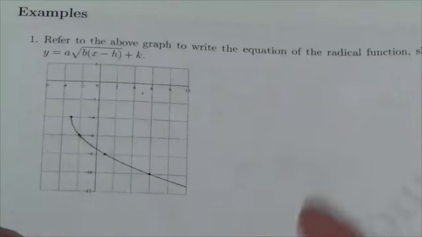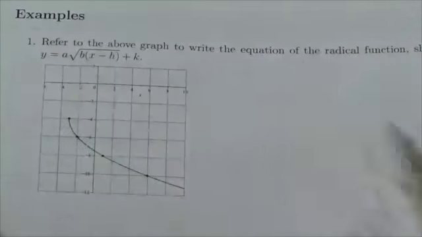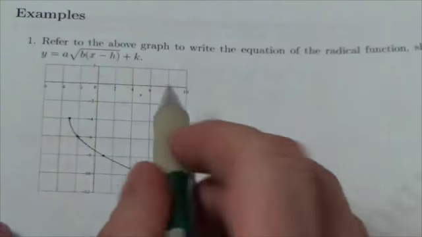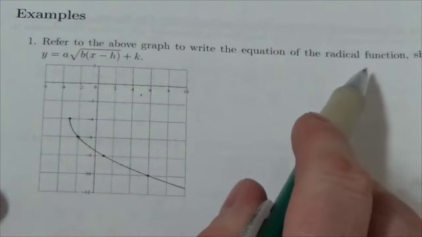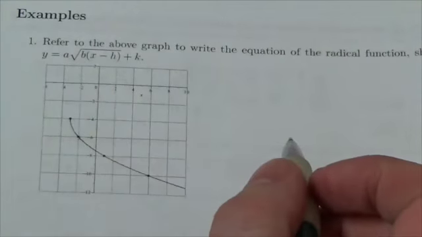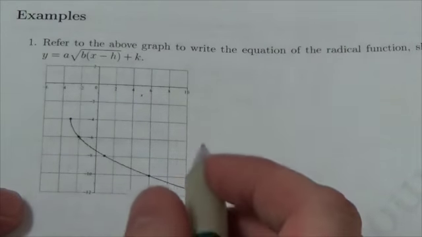Okay, everybody, we're taking a look through the radicals chapter here. And what we're doing, this is question 1 from this section dealing with the graph here. We're to refer to the above graph to write the equation of the radical function shown below in the form, and they give the form to you here. Now, the first thing to do here is to try to figure out what the stretches are.